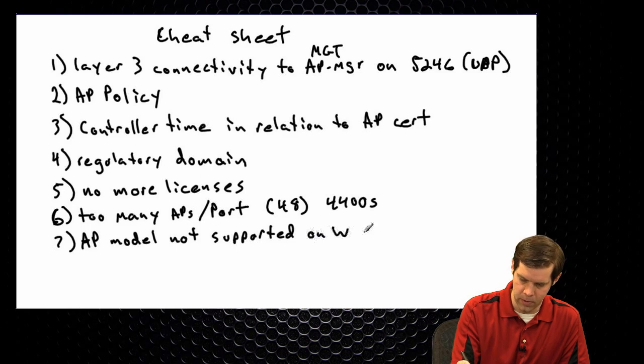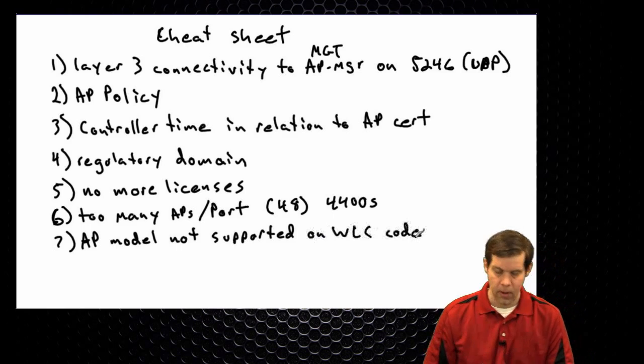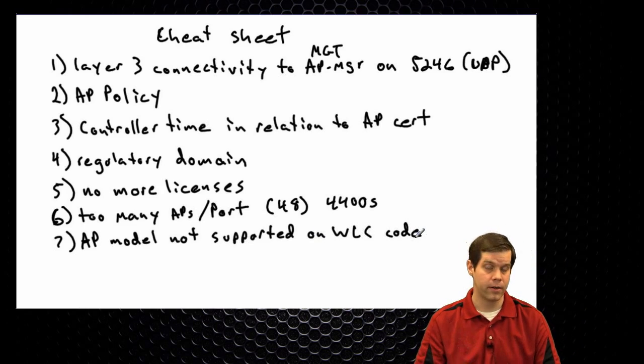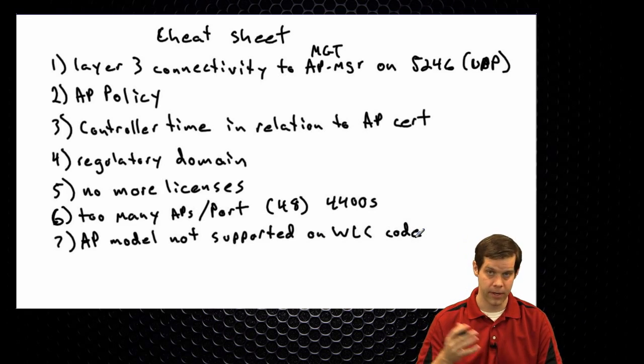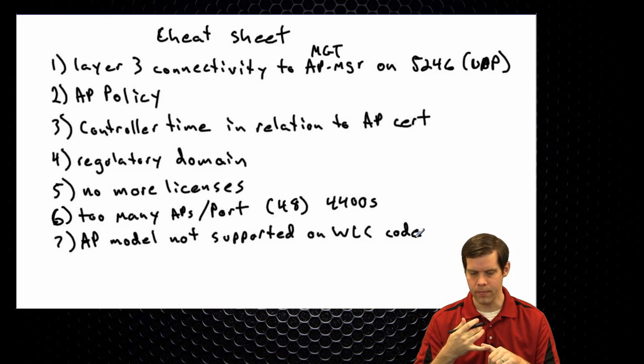On the WLC code, every so often as new code comes out, older APs become unsupported. For instance, if you're running current code today, whether it's 7.3 or 7.4 or 7.5, you can't use a 1230. As we march on down the line, I think with the newest code, stuff like the 1250s become unsupported.